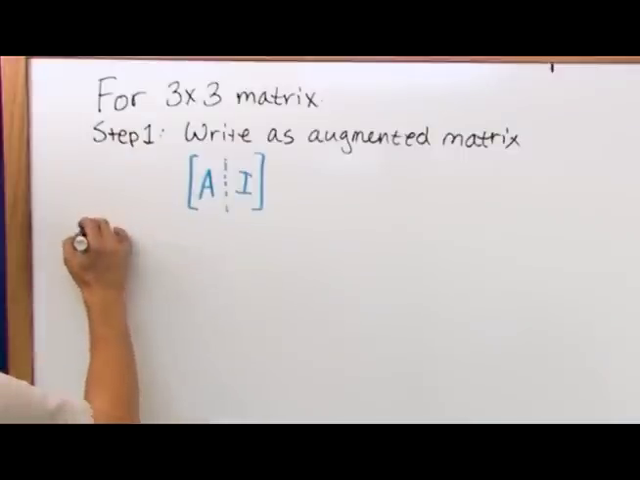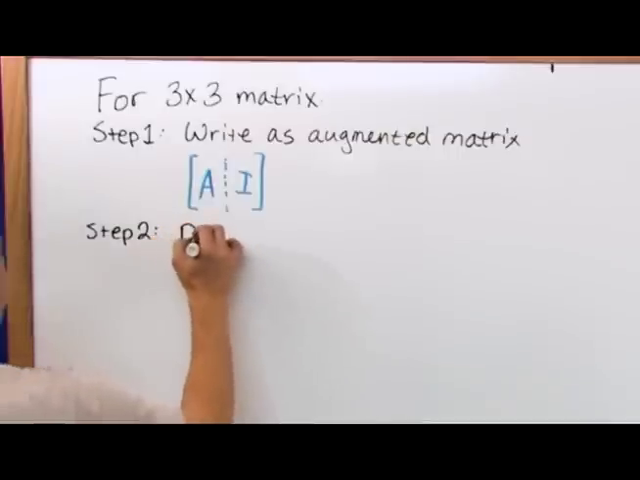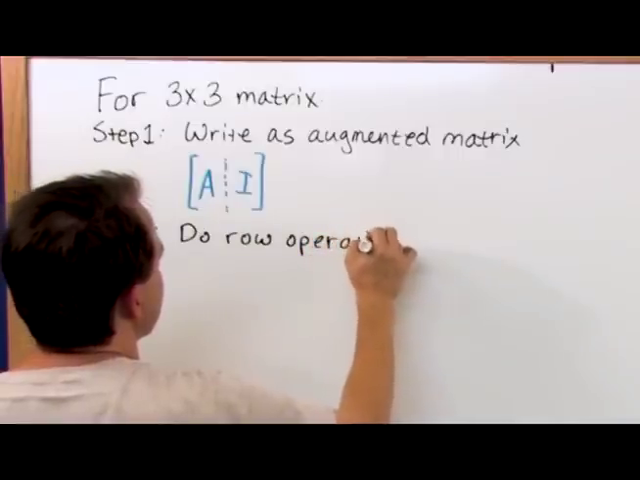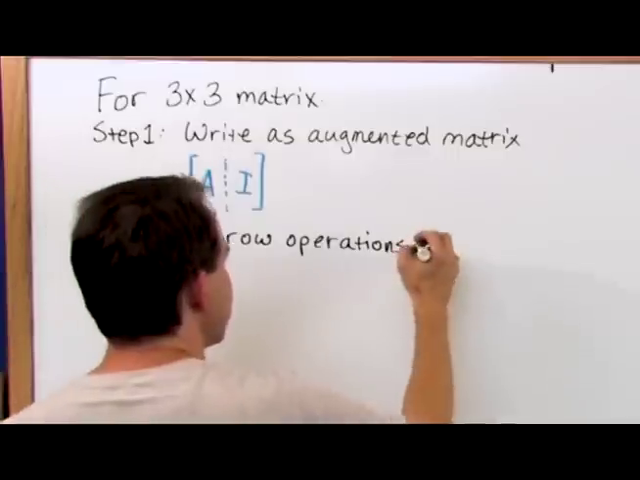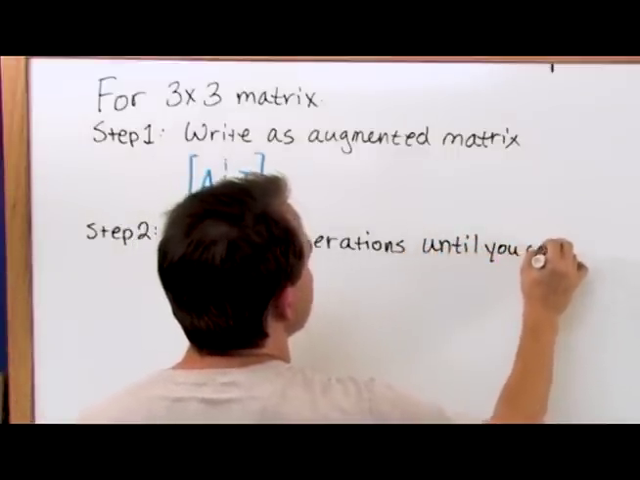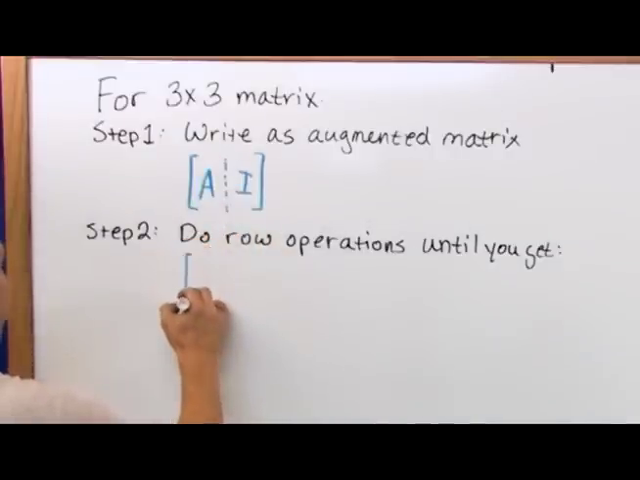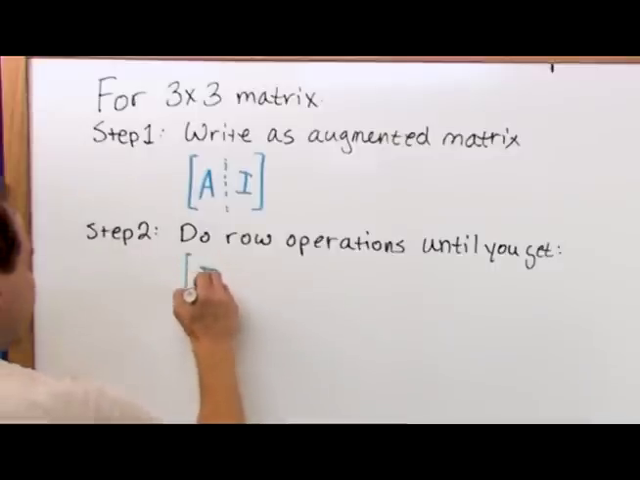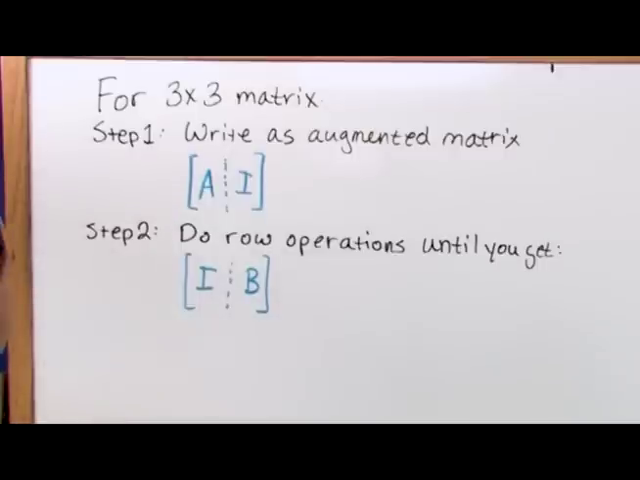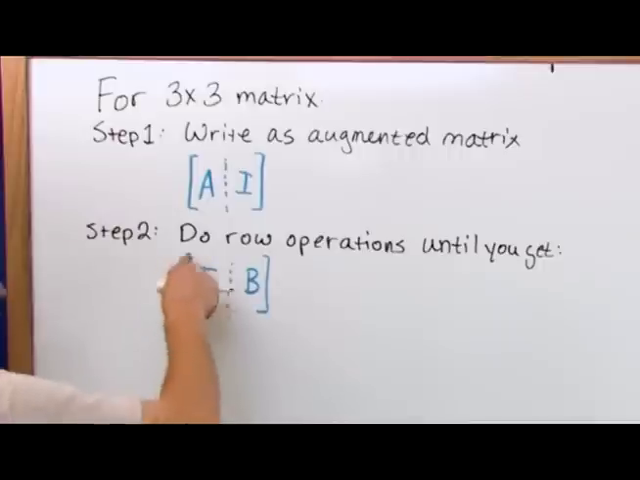Okay, step 2. Okay, you do row operations until you get the following thing, and I'm going to change colors. You do row operations like I've taught you how to do until you actually end up with an identity over here and some other matrix over here. In other words, what you do is systematically, step by step, you'll take several steps to do this, you change the left-hand side into an identity with ones along the diagonal.